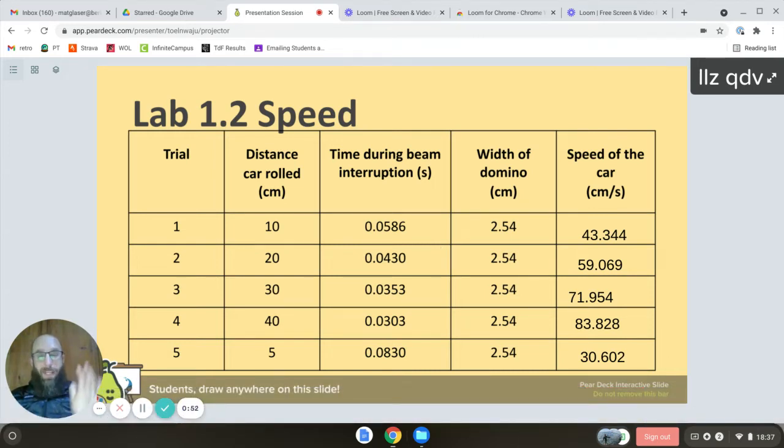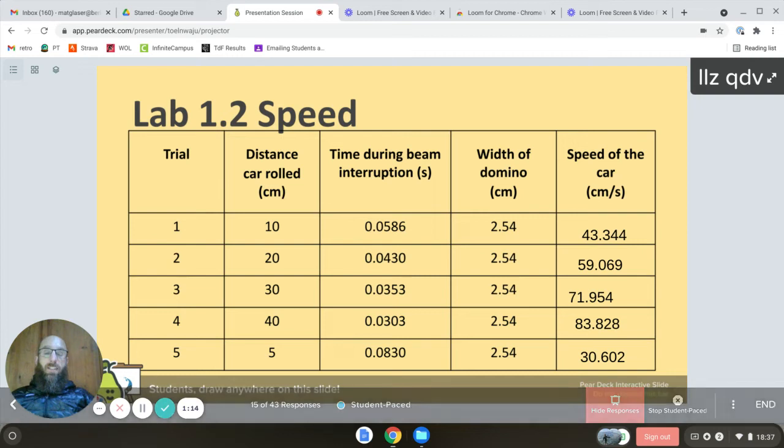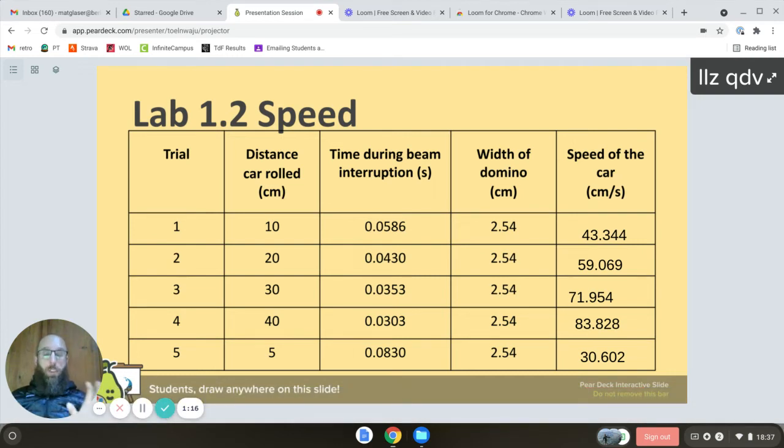And there's one tricky thing here, and I don't love the way this is set up, but it is. You have to realize that we have trial 1 through 5 going down here. Trial 1, car rolls 10 centimeters. Trial 2, car rolls 20. Trial 3 rolls 30. Trial 4 rolls 40. That makes sense. And then you get to trial 5, and we shorten the distance, so it doesn't sequentially go up. So just make sure you caught that for your data. And most of you did.